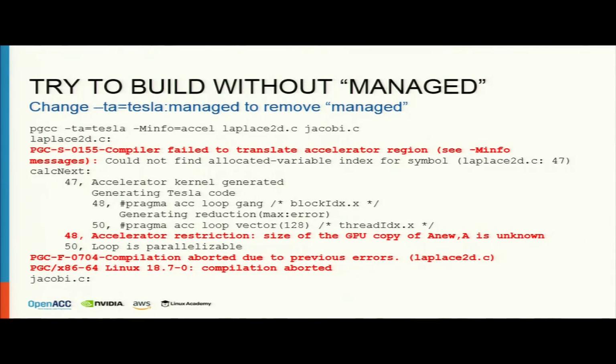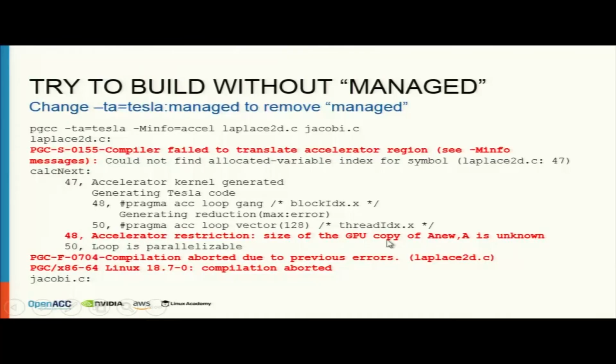So suppose now in your code, you were always using -ta=tesla:manage. Let me remove that :manage. As soon as you remove :manage, you will start getting errors in your code. It won't even compile. It will start throwing errors like size of the array is unknown. Why? Because the compiler does not understand here how much data to transfer. Only the programmer knows, right?